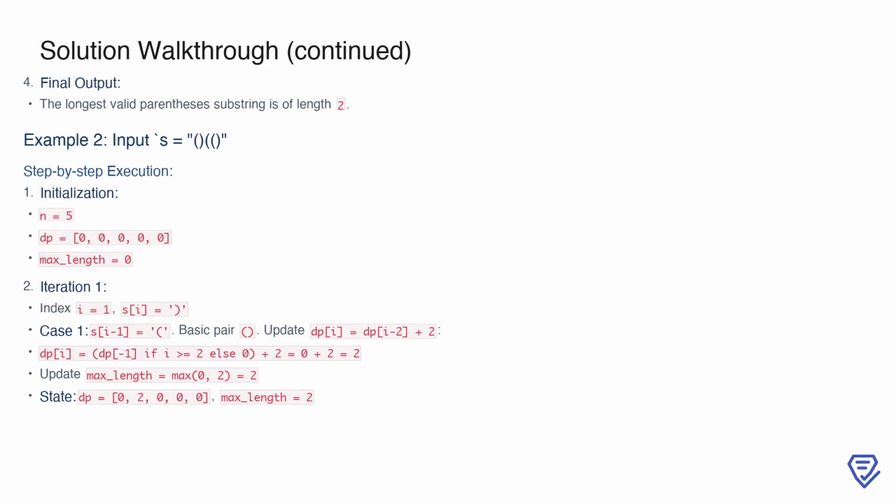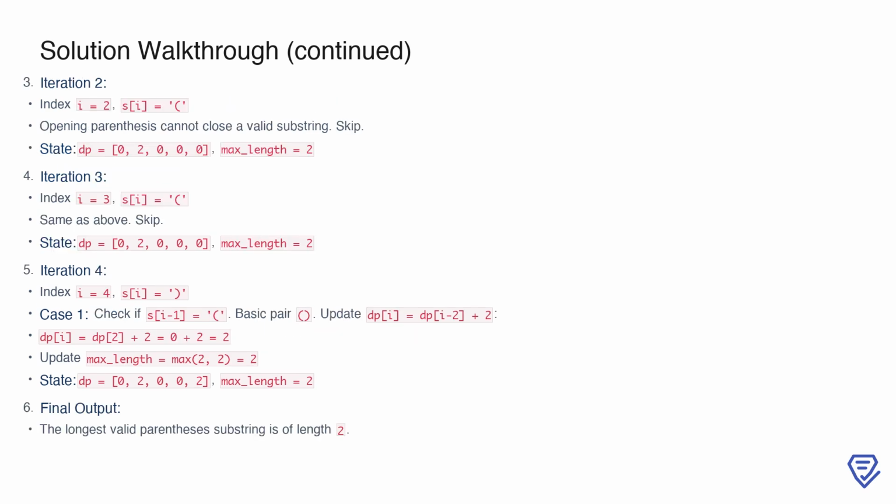During the first iteration at index i equals 1, the character is. Here, we check if the previous character s[i-1] is. Since it is, this forms a basic valid pair. We update dp[i] using the formula dp[i] equals dp[i-2] plus 2. With dp[-1] considered as 0, we calculate dp[1] as 0 plus 2, resulting in 2. We then update max_length to max(0, 2), which is 2. The updated state is dp equals 0, 2, 0, 0, 0, and max_length equals 2.